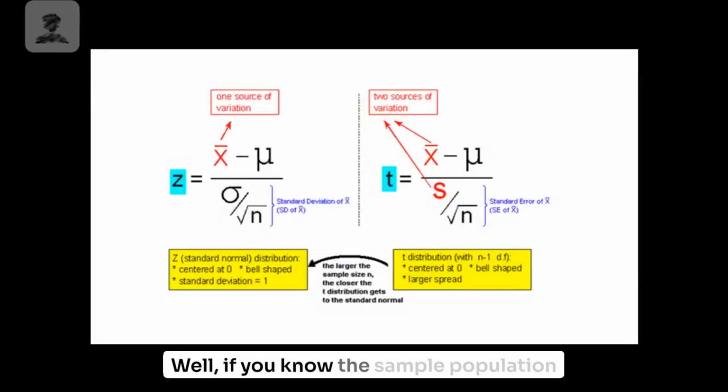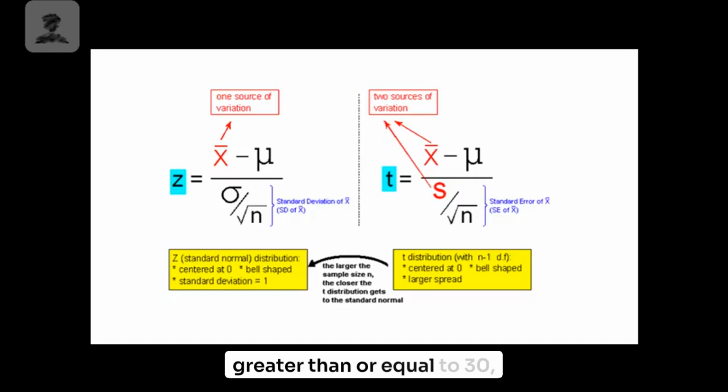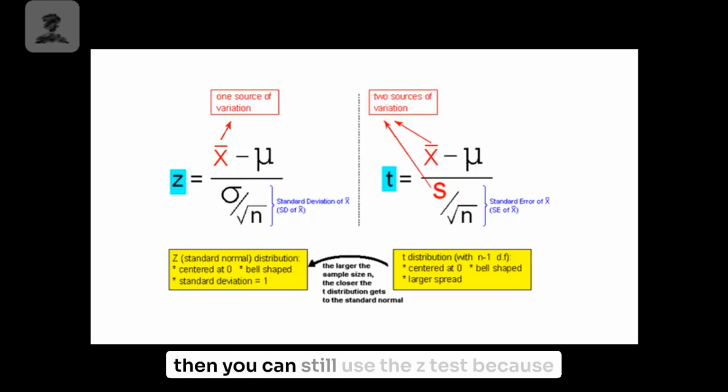So what does it mean? Well, if you know the population sigma, then you can calculate the Z by using this formula, and you can use the Z table. But if you don't know sigma and you're using the sample statistic, and if the sample size is smaller, in that case, you'll calculate the t and use a t table. But with a larger sample size, usually greater than or equal to 30, you can still use the z-test, because with the increase in sample size, the distribution of t approaches normality.